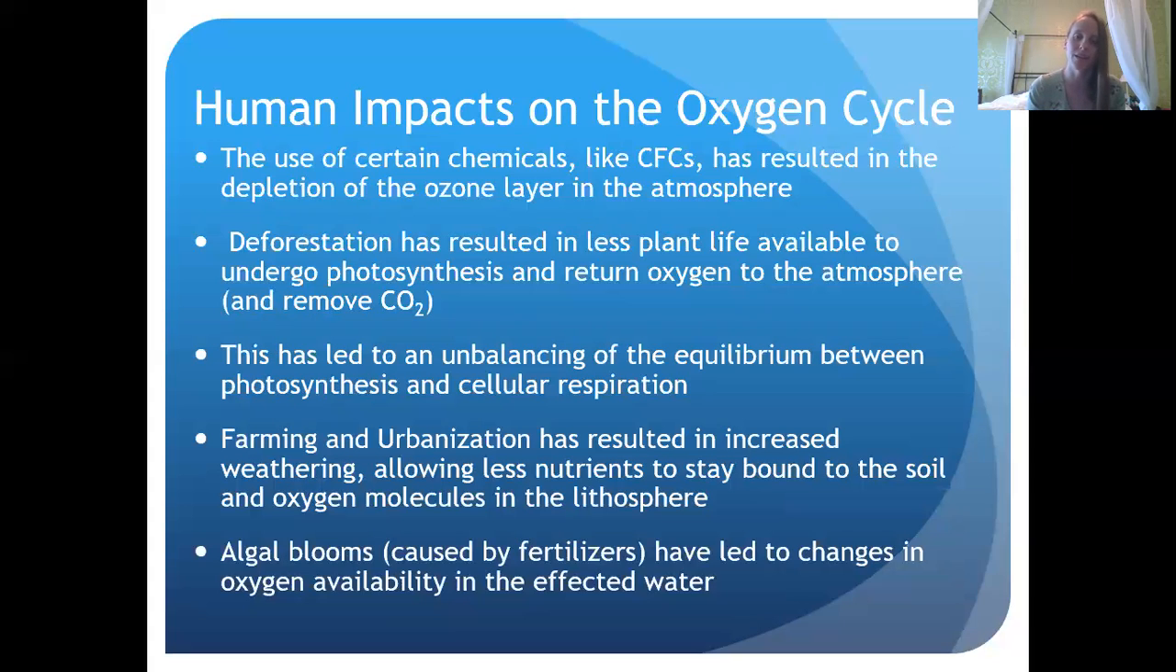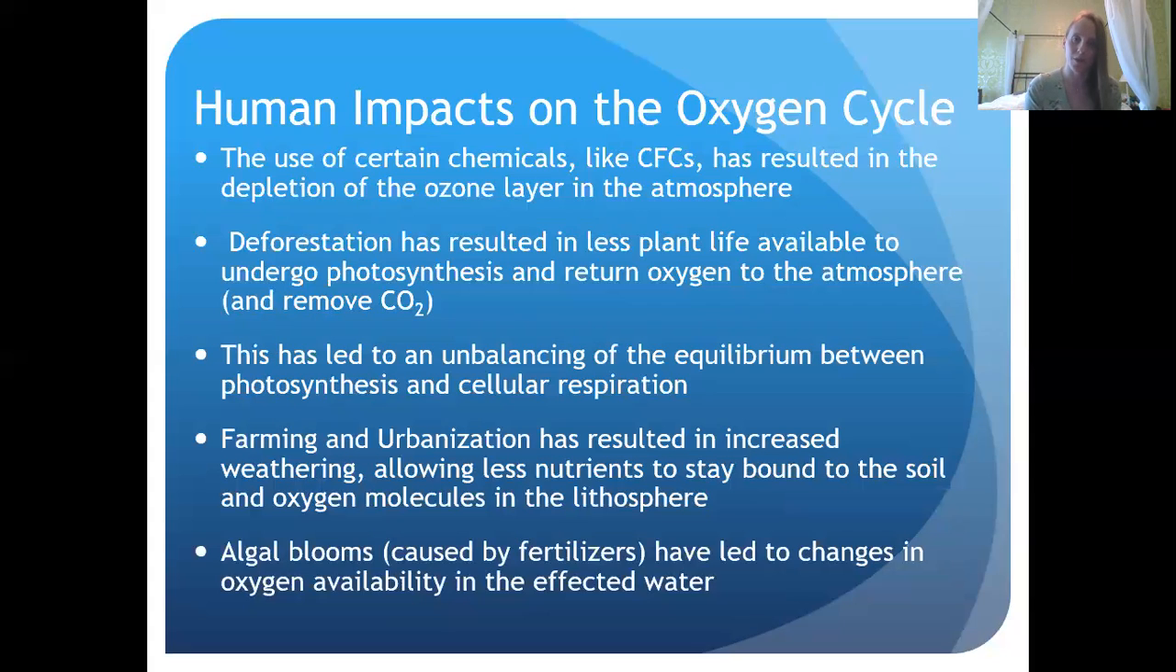The first is the use of certain chemicals that have resulted in the breakdown of the ozone layer. So that includes things like VOCs, which are now banned and not used anymore in most countries. But that was a huge issue that caused massive holes to open in the ozone layer.